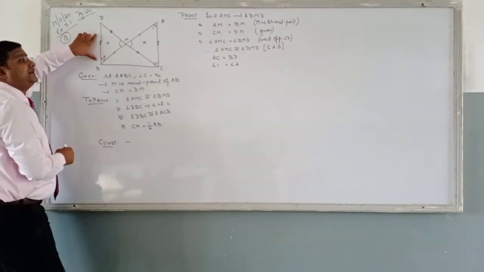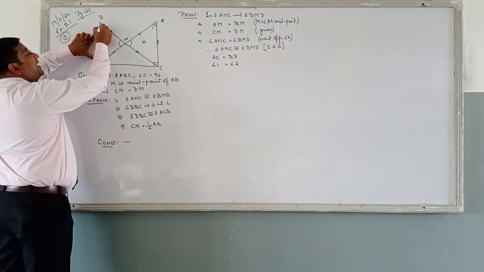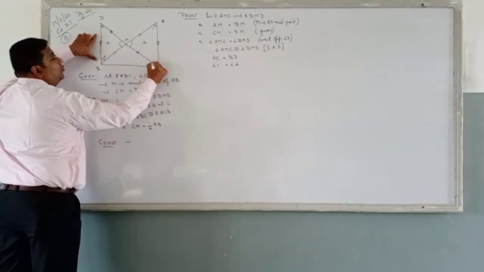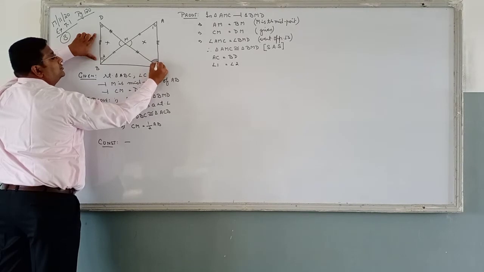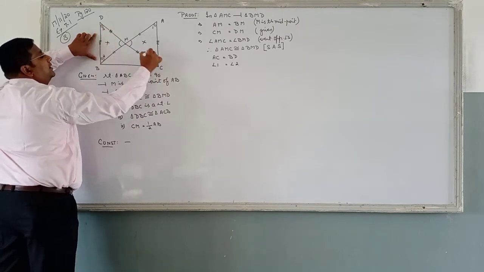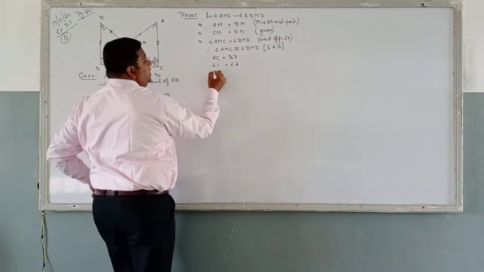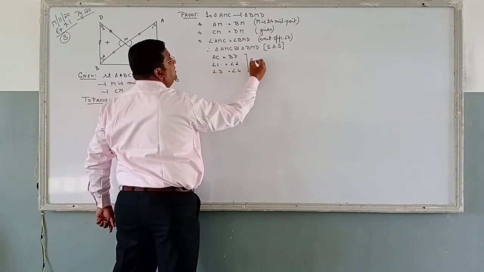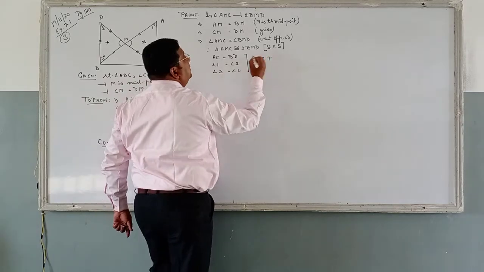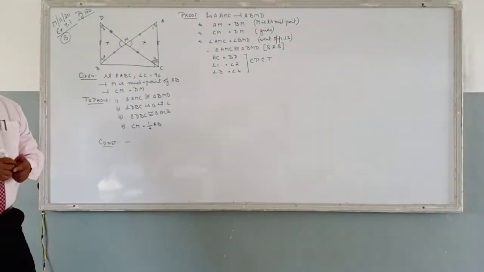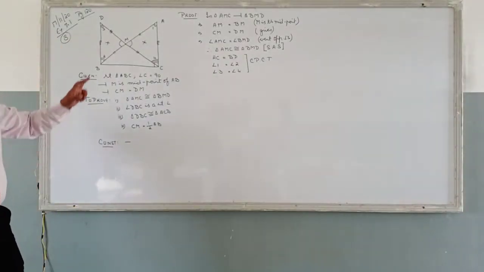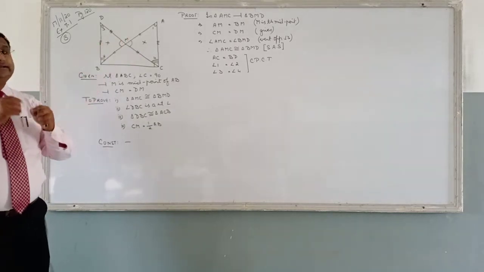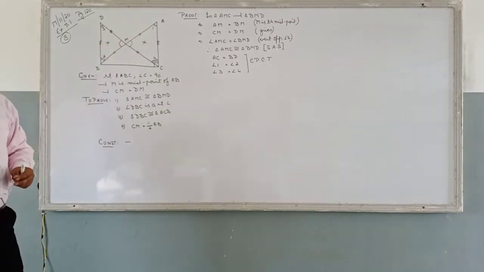Reason: CPCT. And in the same way, this angle is equal to only this much. One, two, three strokes. Angle number 3 is equal to angle number 4. And the reason for all of them is CPCT, corresponding parts of congruent triangles. Since we have proved these two triangles congruent, their corresponding parts are also equal.